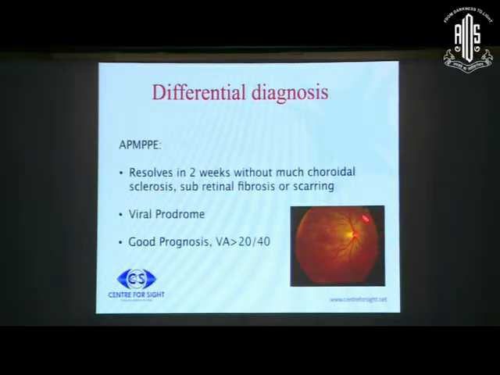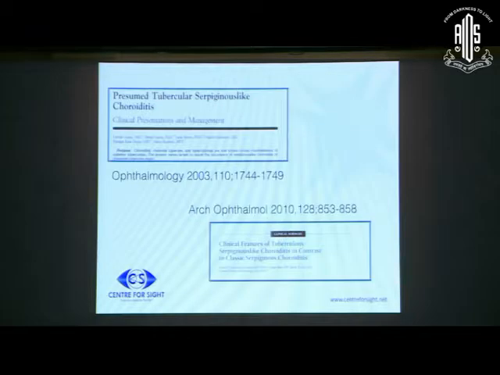Classically, APMPPE lesions also look very much like serpiginous. The difference here is they resolve within 2 weeks without causing much scarring, much fibrosis. There is generally an associated viral prodrome. There is generally a very good prognosis. Vision is much better than 20/40, unlike serpiginous, which leaves behind a lot of scarring. They also don't have any vitritis. And once the APMPPE lesions heal, you can just make out some subretinal mottling in those areas, but there's no real scarring seen. That's why the vision is very good in these cases.